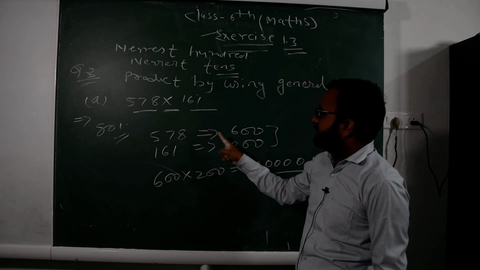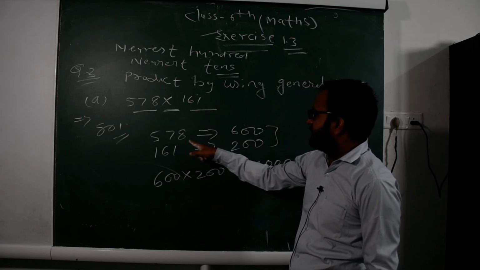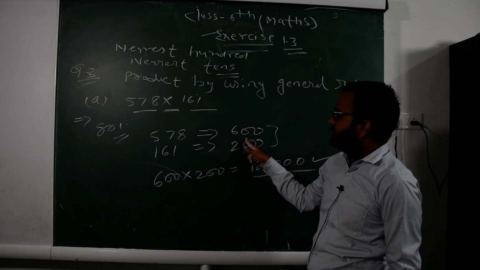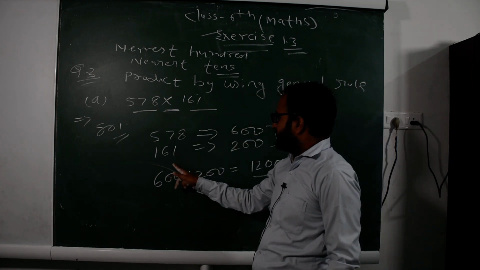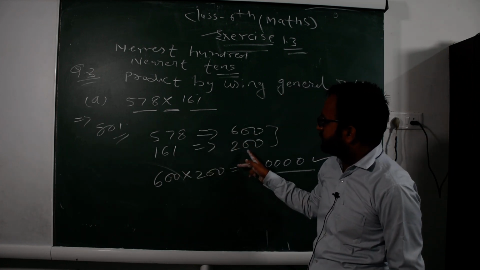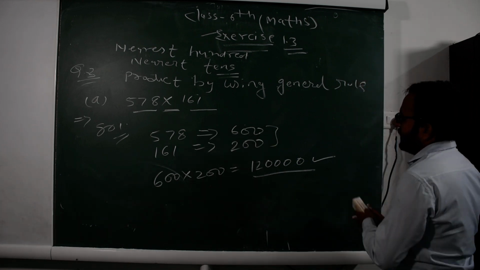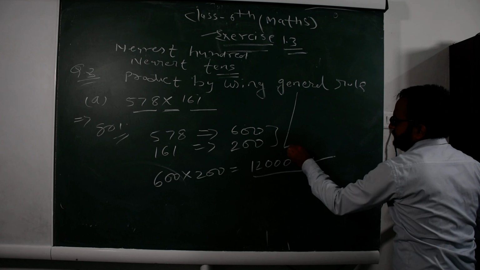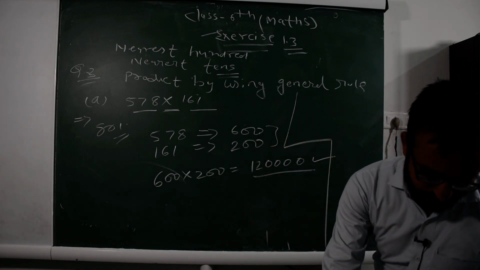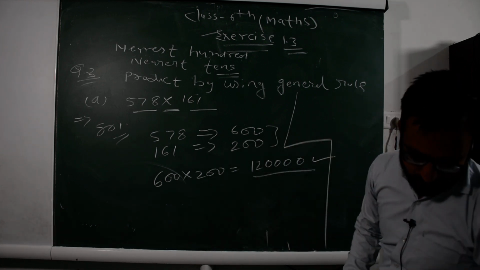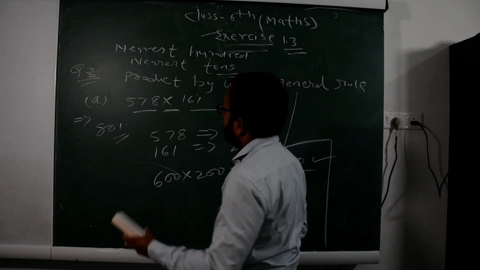First we estimate both the values. 578 is rounded off, the value is 600. 161 is nearest to 200. So this is your answer. Now again we perform B part.